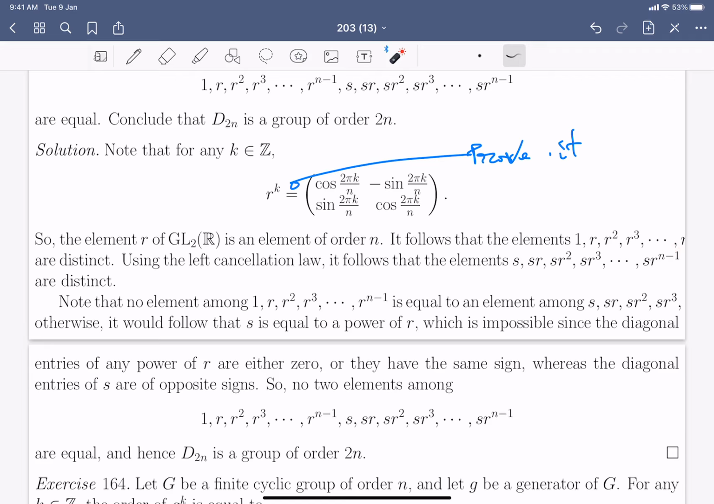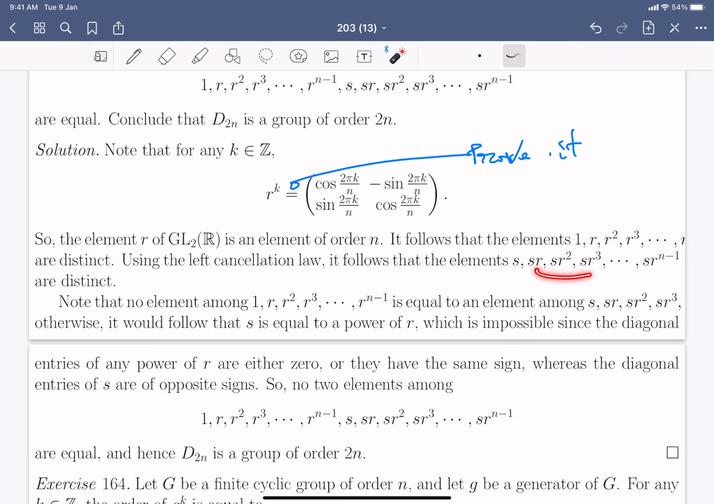So we have these elements 1, r, r squared, r cubed, and all the way till r to the power n minus 1. They are all distinct, so you have got n distinct elements. On the other hand, these elements are also distinct, because if any two of them are equal, for instance if SR is the same as SR cubed, then by left cancellation we can remove S from the left-hand side to get that R is equal to R cubed. That will contradict the statement that these elements 1, r, r squared till r to the power n minus 1 are all distinct.